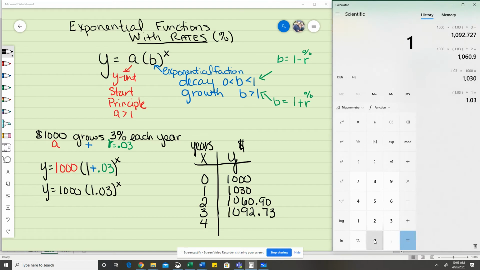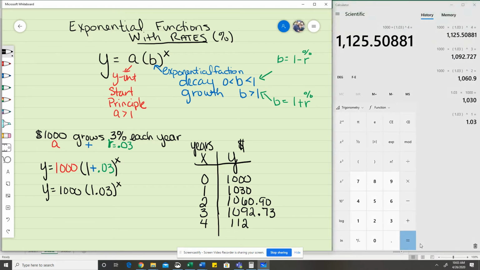And then for 4 years, 1,000 times 1.03 to the fourth power, and we get $1,125.51. Okay, so there's your growth.